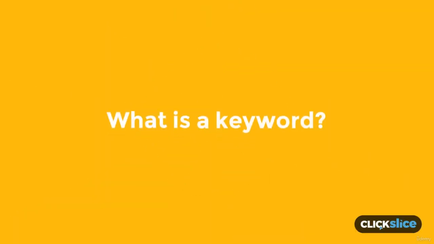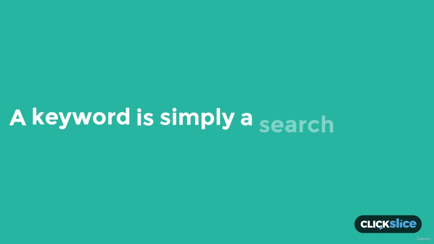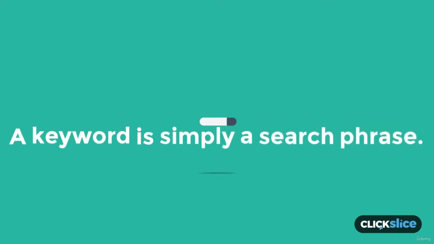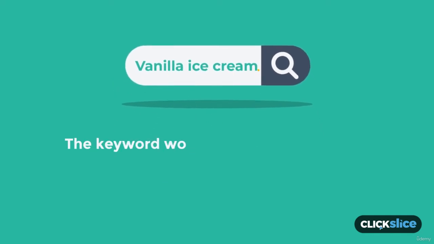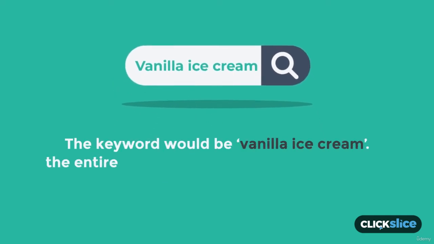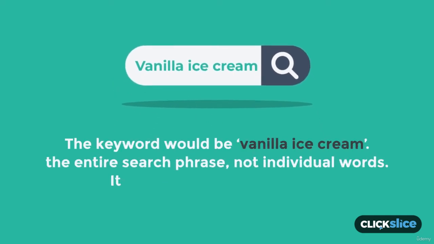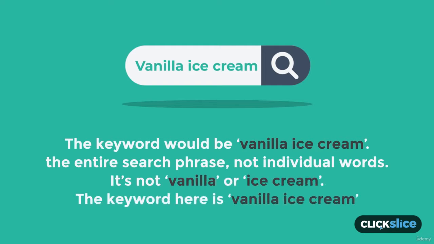What is a keyword? A keyword is simply a search phrase. For example, if you went over to Google and typed in vanilla ice cream, the keyword would be vanilla ice cream, the entire search phrase, not the individual words, so not vanilla or ice cream. The keyword would be vanilla ice cream.